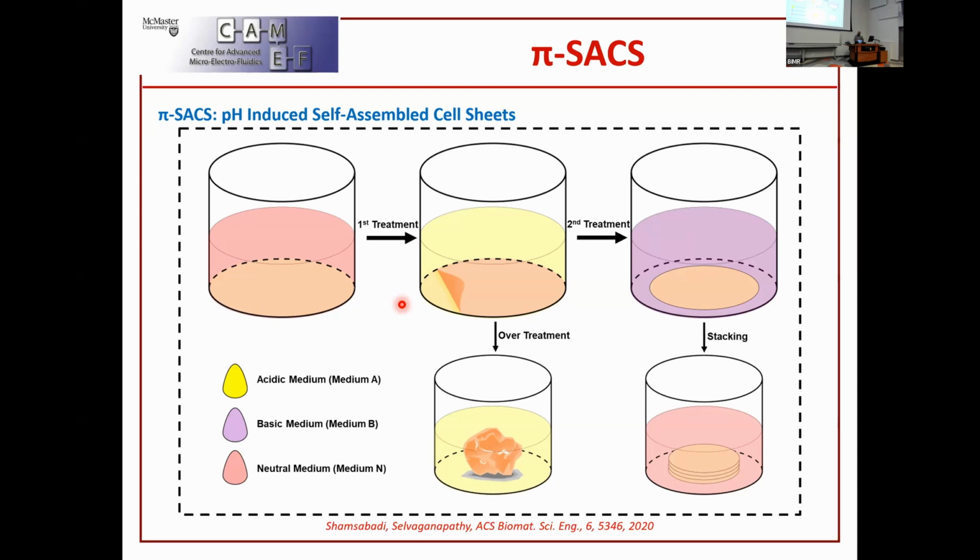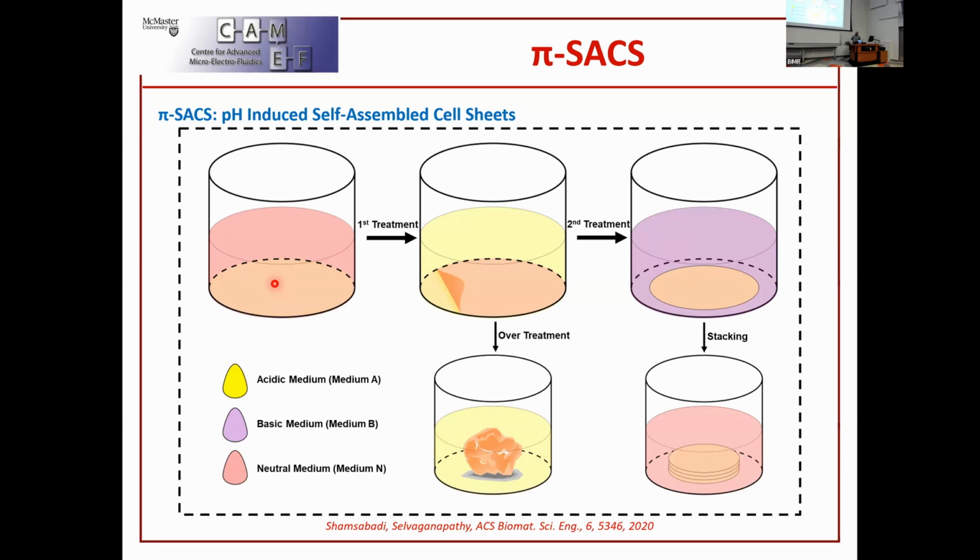So the way that we did this was to culture the cells in well plates until they achieve confluency, so they are touching each other, and then introduce a pH switch. So we move the cells in media into a slightly acidic media for about 30 to 45 seconds or so, and then quickly we switch it back to a basic media for another 30 to 45 seconds, and then go back to neutral media.